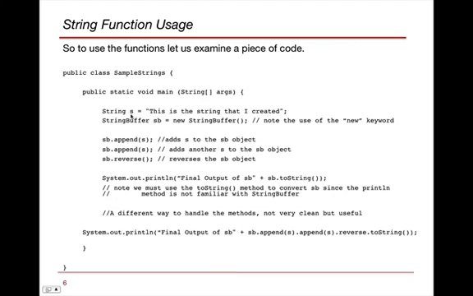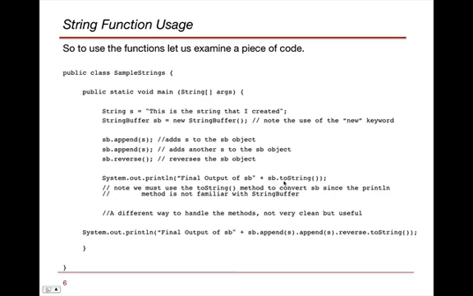Here's our main function. I have String s equals "This is the string that I created." Now note, with StringBuffer, I'm creating a variable sb of type StringBuffer, and for this one I have to use the same thing that we'd been using before for creating objects. So I must use the new keyword to create the new StringBuffer. I can then use the functions associated with it, sb.append(s). So it will append this string to the sb object. And then I will do it again to add another one. And then I will reverse that sb object so that it will reverse the sequence of characters. And then I have my final output.